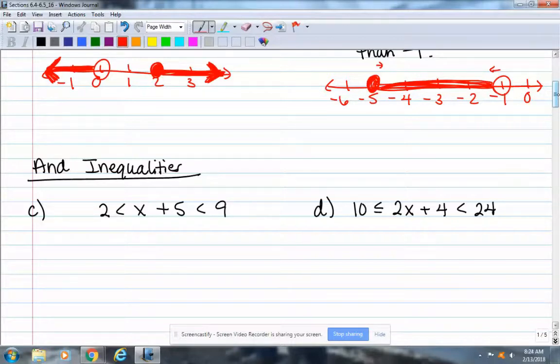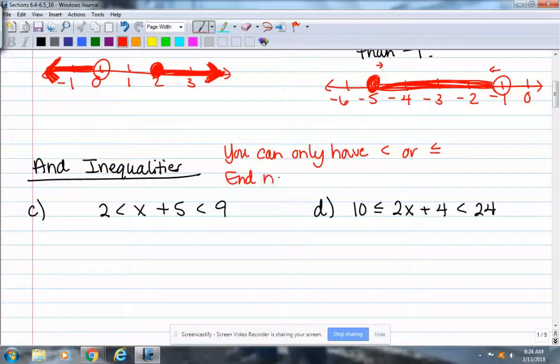Something else you need to know about "and"s. You can only have a less than or less than or equal to. So all your symbols have to be pointing left. And also the end numbers, the numbers on the outside, need to go least to greatest. So the lower one needs to be on the left, the higher one needs to be on the right. And if it's not that way when we get the answer, we can fix it back that way by reversing everything.